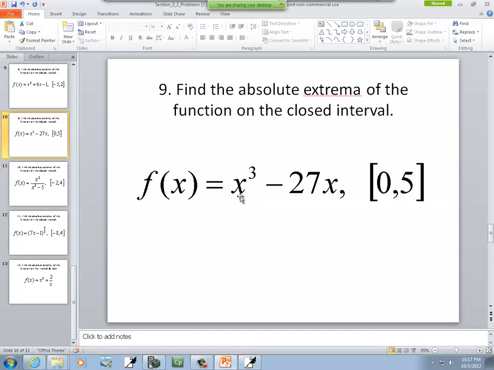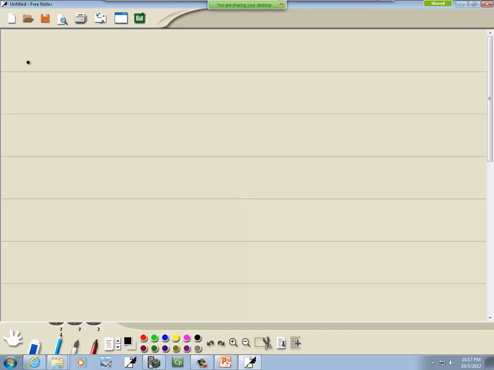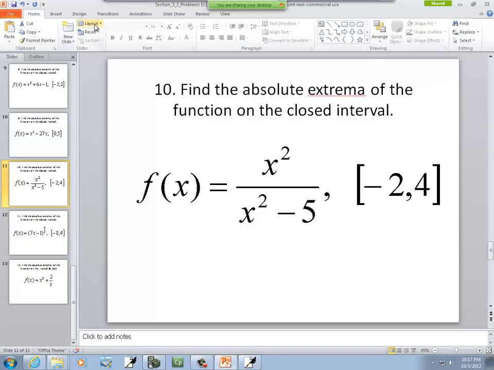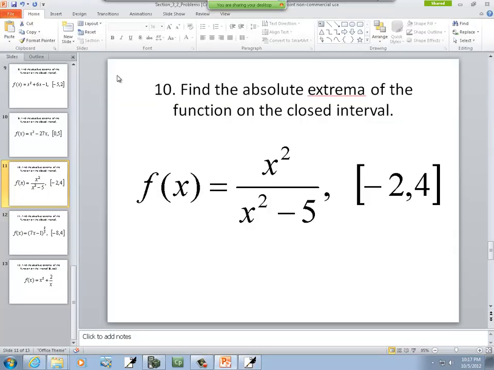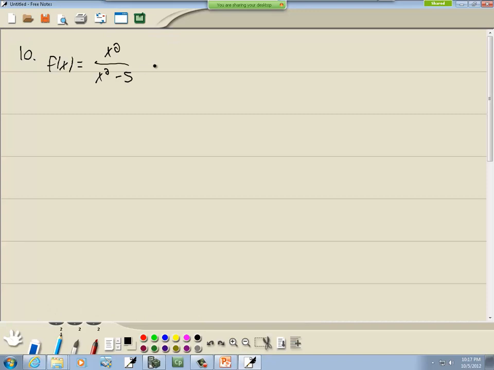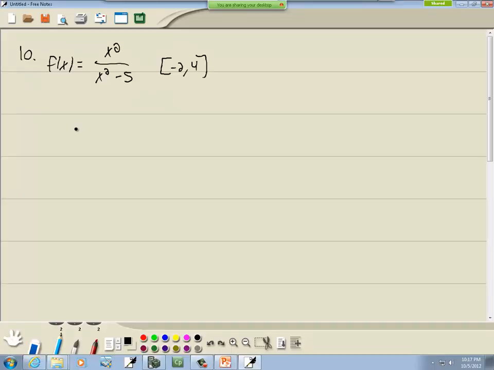And let's look at our next problem. Find the absolute extrema. So I've got f(x) = x squared over x squared minus 5, from negative 2 to 4. Okay. Well, let's find our derivative. This is absolute extrema, so again, that's our first step.